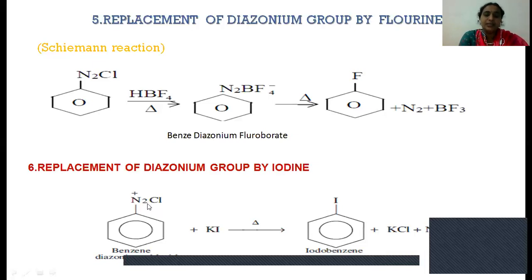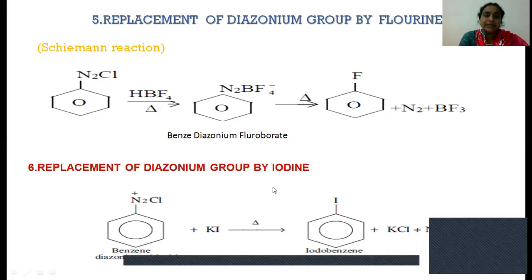So here this diazonium group eliminates by taking its bonding pair of electrons. Nitrogen will eliminate as a neutral gas, nitrogen gas. K plus and Cl minus eliminate as KCl, and the iodide will be substituted here. So finally, this produces iodobenzene.